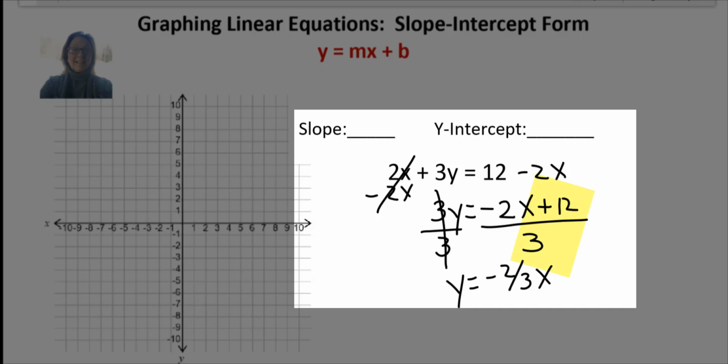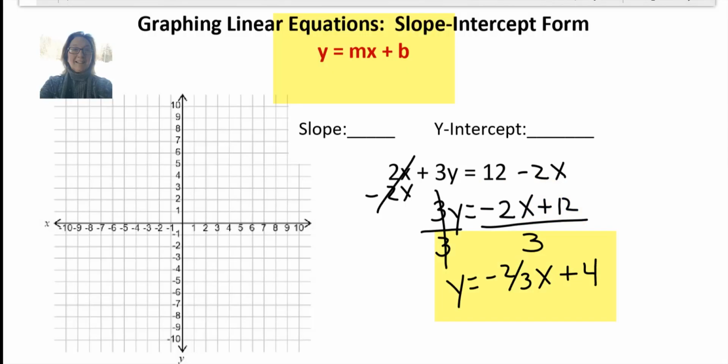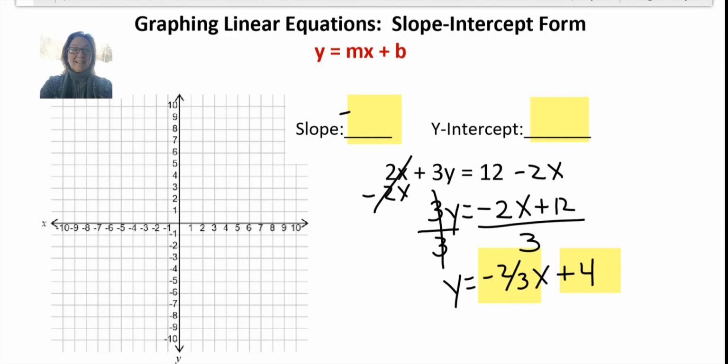The equation is now in the correct form. Y equals -2/3 x plus 4. Since the equation is now in slope-intercept form, we can see that the slope is -2/3 and the y-intercept is 4. Let's graph this equation.